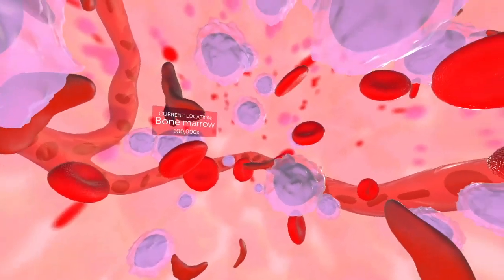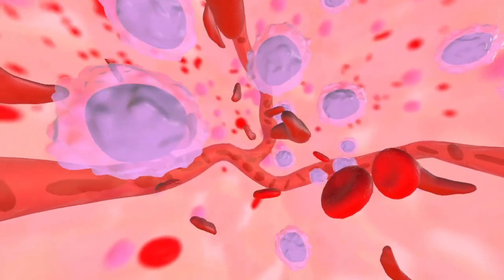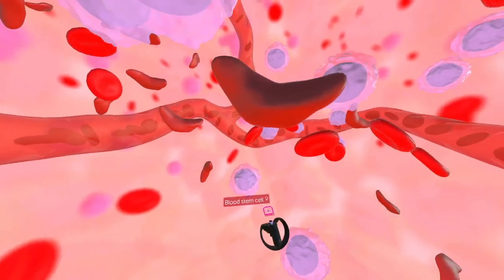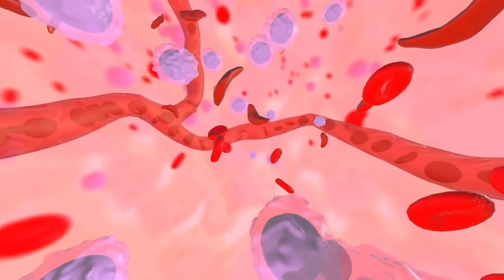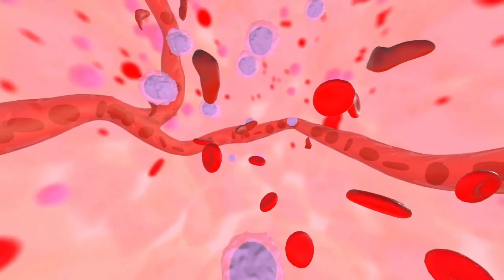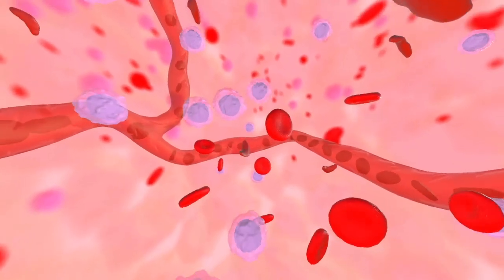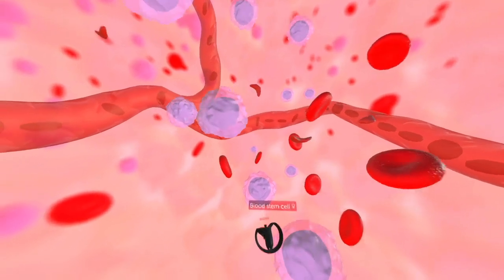So we're now in the bone marrow, and this is where all of your blood stem cells live. So those are these whitish, purplish cells, and these are the cells that are responsible for dividing to make all of your new red blood cells. If we can fix the DNA in these cells, we can keep all of the red blood cells that come from those stem cells healthy.